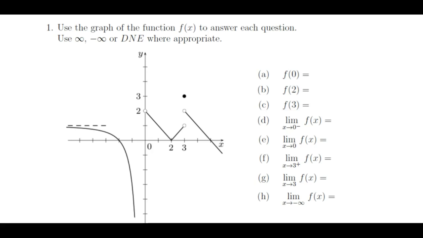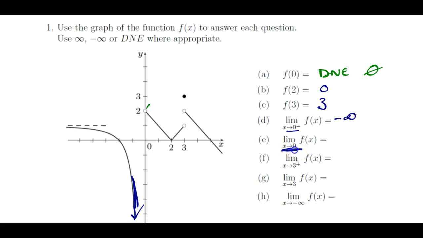F at 0 is undefined. It does not exist. Sometimes we use the null set there. F at 2 is 0, and f at 3, even though the left approach and the right approach, f at 3 is 3. The function does exist. So now I'm not going to talk about the function, I'm going to talk about the approach. The approach from 0, from the left, looks like maybe negative infinity. But wait a minute, the approach from the left, yeah, is negative infinity.